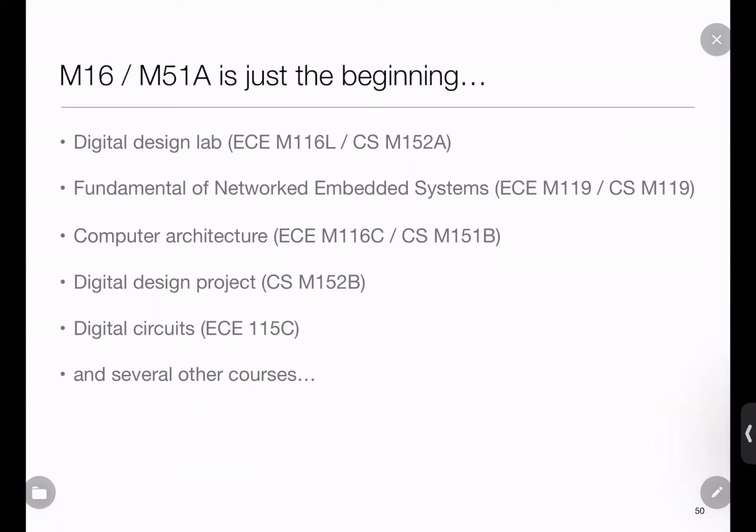Okay, and if you're generally inclined towards architecture and digital systems and stuff like that, then M16 is really kind of CS 51A. It's the start of a sequence of courses that UCLA offers. There is the digital design lab, there is an embedded system focused course. I teach a grad version of embedded system 2, computer architecture, digital design project in CS, digital circuits in EE, and many other courses that exist. There are lots and lots of interesting choices, and of course, you're welcome to try out some grad courses also.